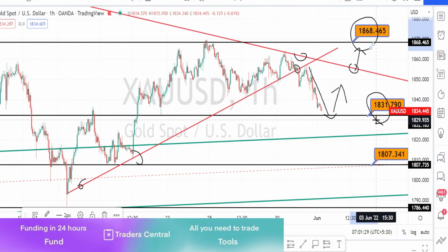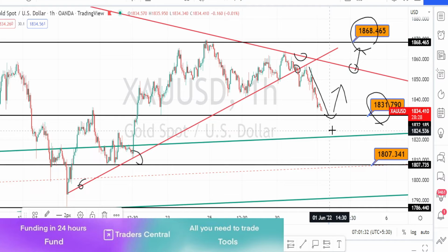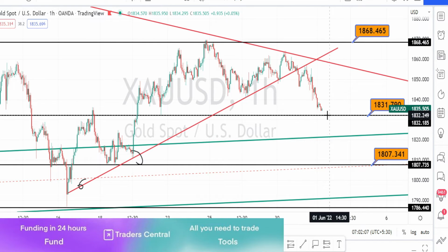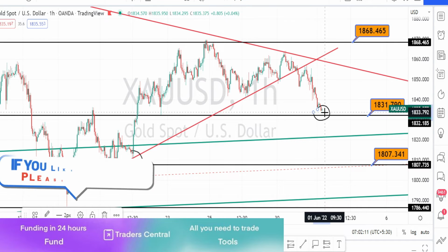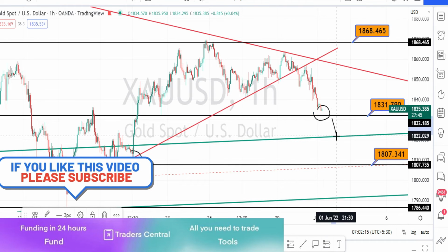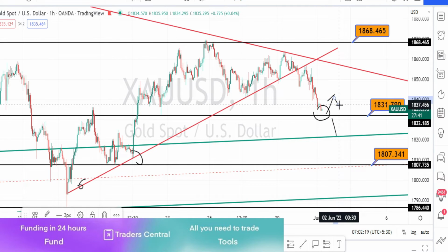And if the price action breaks this support level, we have lots of support levels on the downside also. So presently I will request you to wait for the price action to give a proper trend, whether the bearish trend is going to continue or whether it is going to bounce back from this support level.